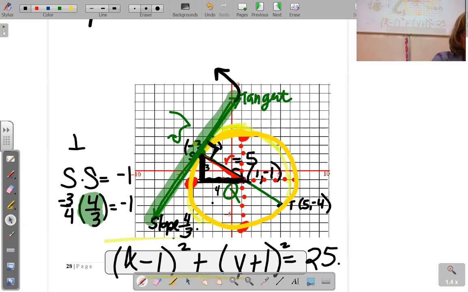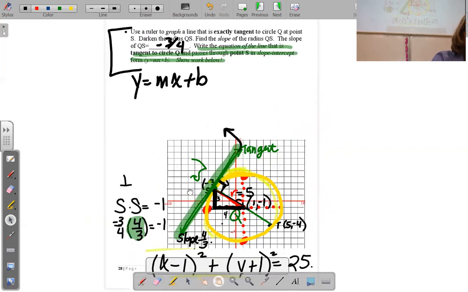Now to get the equation, guys, get out your study guides.